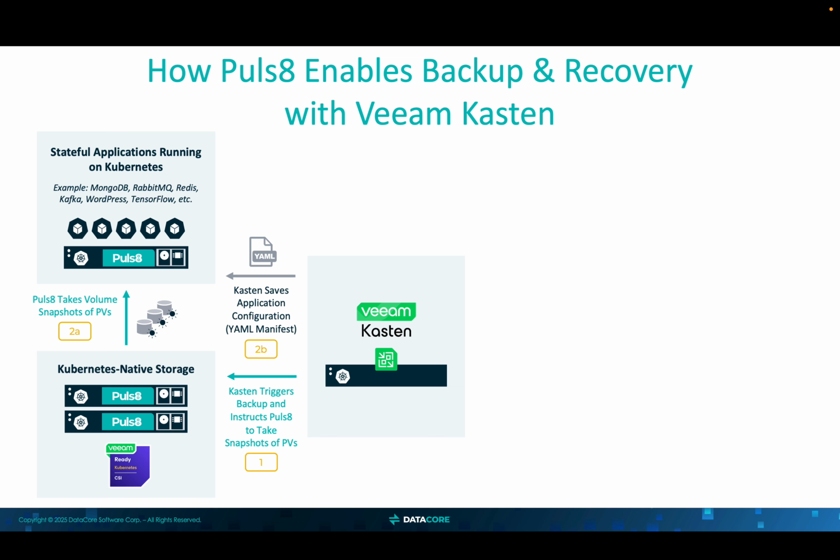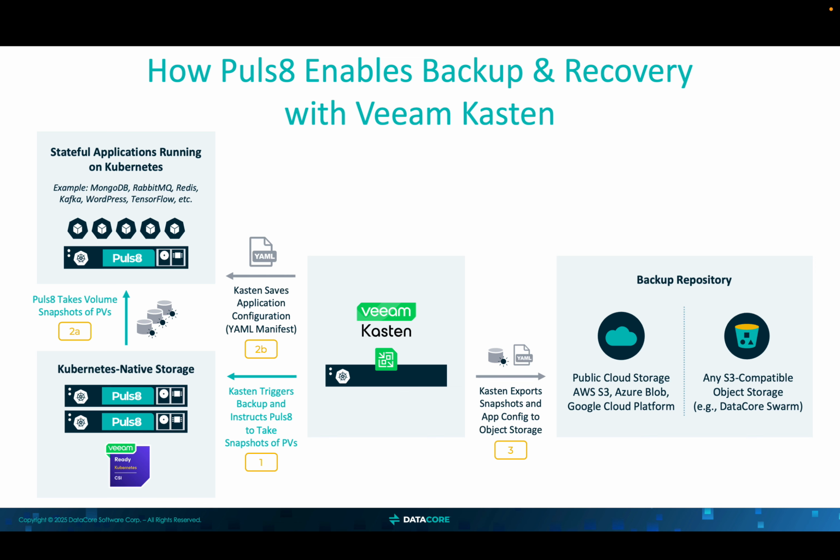Kasten then exports this to your chosen backup repository, whether in the cloud or in on-premises S3 storage such as DataCore Swarm. For recovery, Kasten reapplies the application configuration and asks Puls8 to provision new volumes from the snapshot, enabling the workload to be restored in the same cluster or another one. The result is a clean, consistent restore of the entire application.